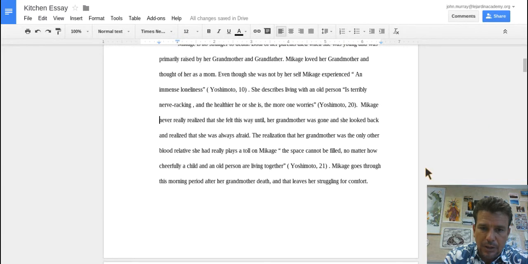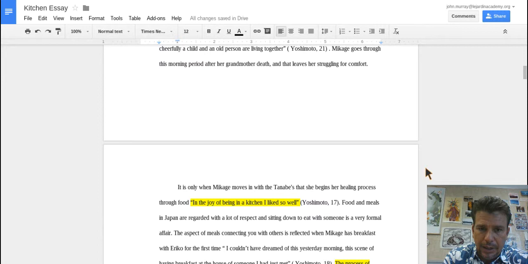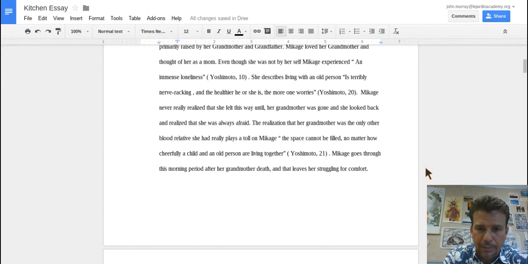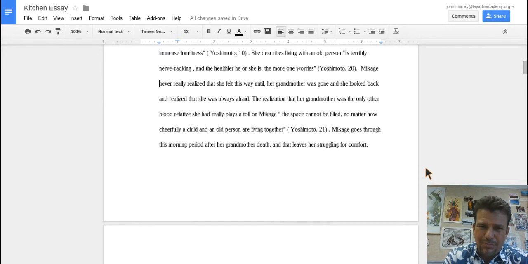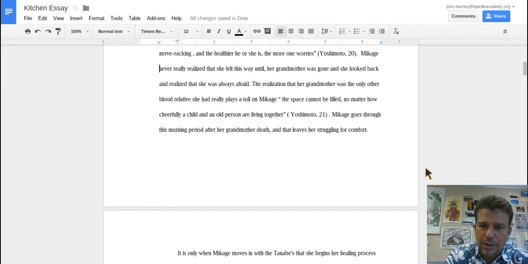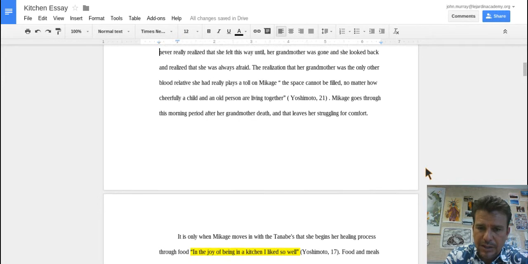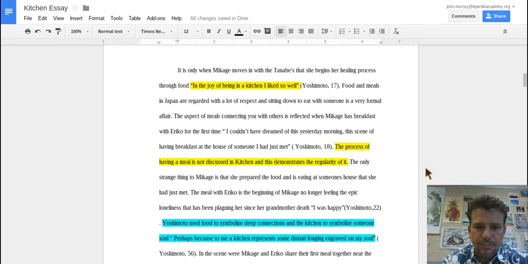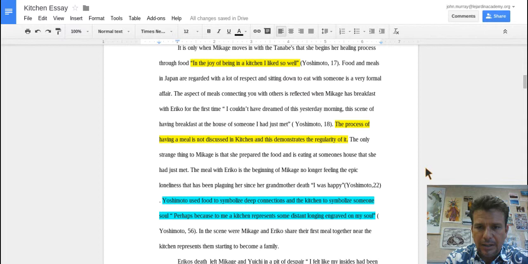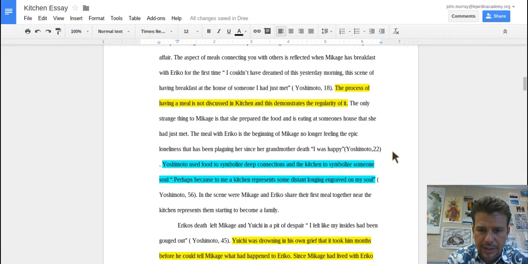Your body paragraphs are a little on the rambling side. I'm not sure about this first paragraph. It seems like we're establishing Mikage's desperation or the fact that she's sad, or it's basically a lot of summary with some quotes to support how sad she was after her grandmother died. Then we move into the Tanabe's house, and we're getting closer to this idea of the food, but we still are not really getting down to business yet. We're still kind of dancing around it.